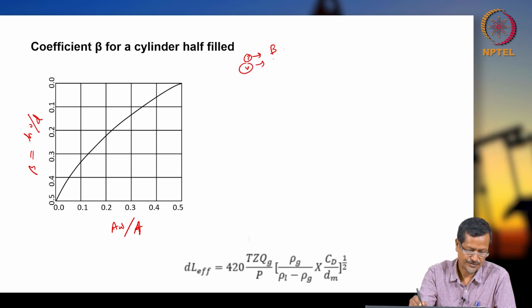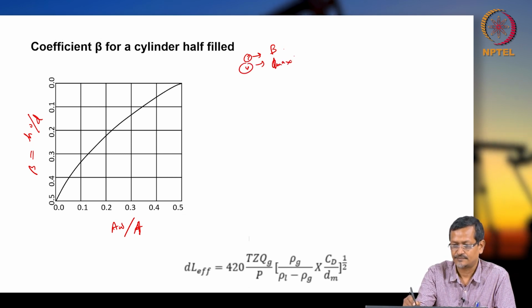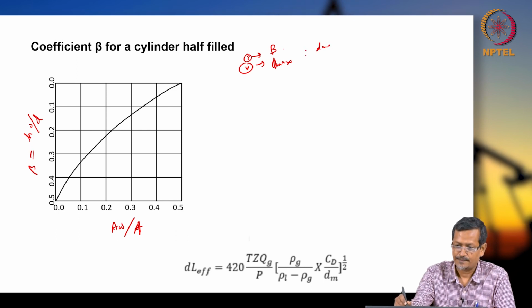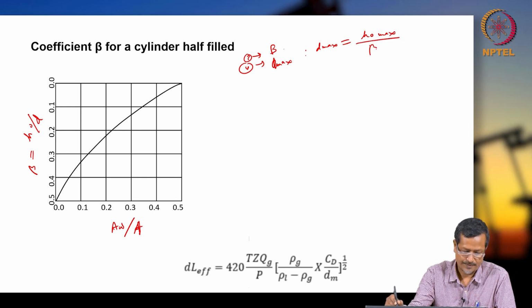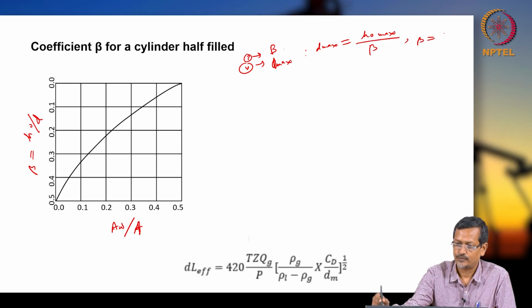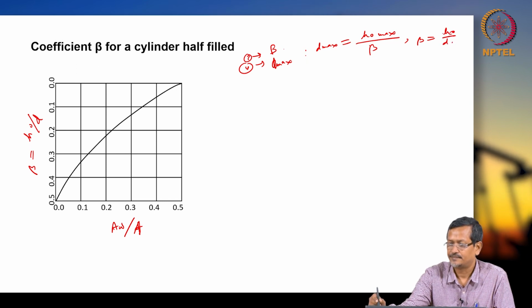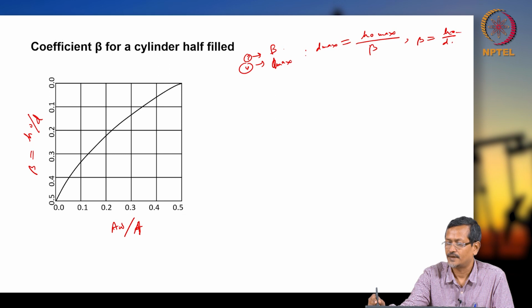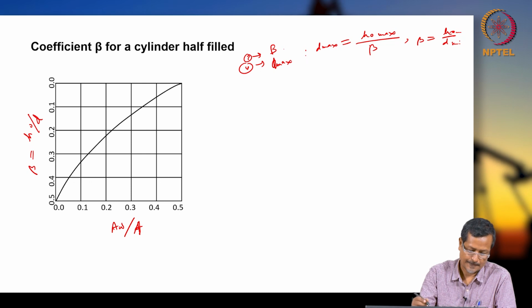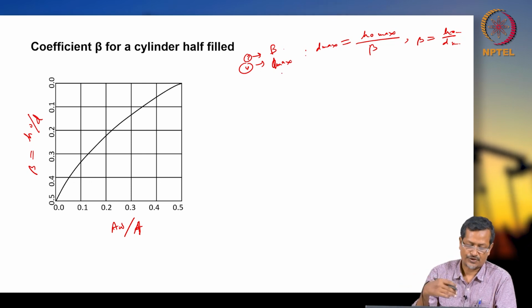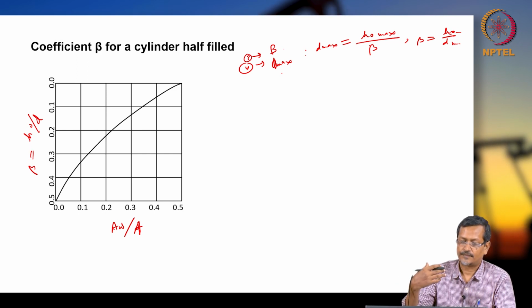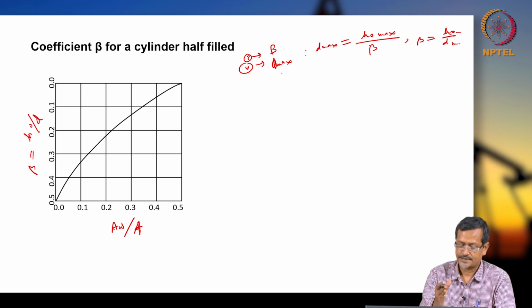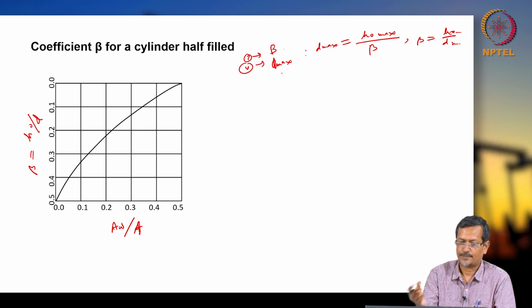Okay, then the next step is the D max calculation. How will D max come? D max equals H O max divided by beta. Beta equals H O by D, H O max by D max. Now you have to calculate any combination of D and L eff, and you have to calculate L SS, D, the slenderness ratio, and other parameters.